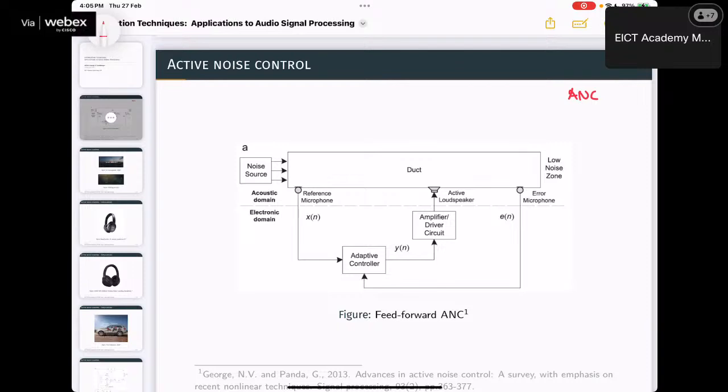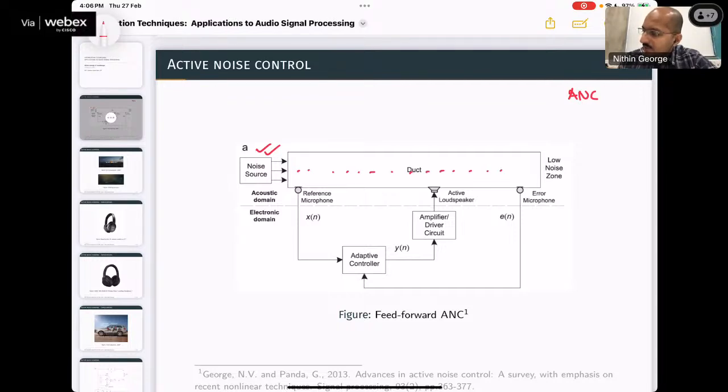So to explain, I have considered a tube, a duct, and I have a noise source at one end of the duct. You can assume that you have an air conditioner in your room, and there is a compressor outside of the room, and some noise outside is coming to the inside. That sound is passing through this duct and reaching the inside of the room.